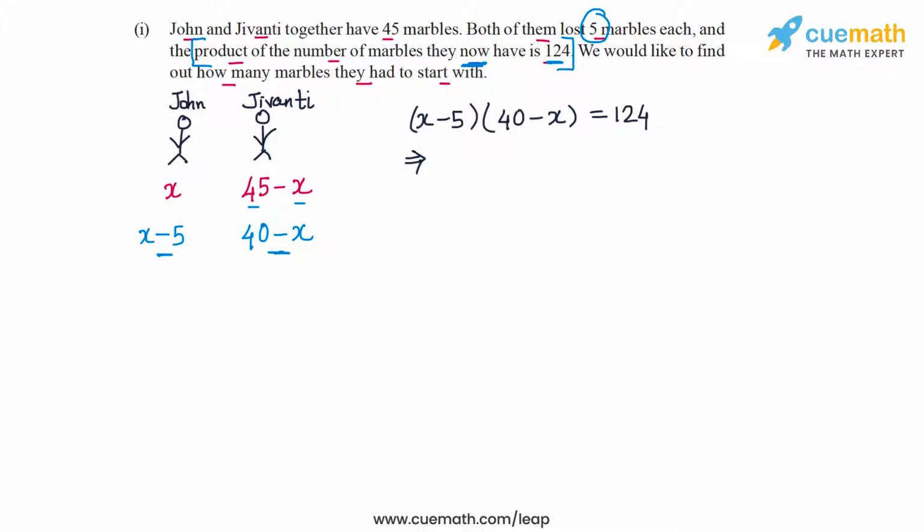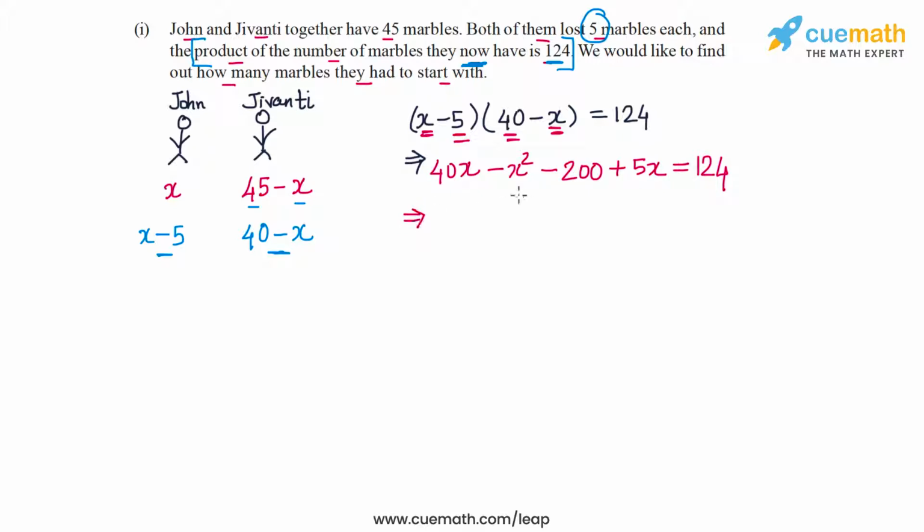Expanding the product on the left hand side, we have X times 40, so that's 40X. Then we have X times minus X, that's minus X square. Then we have minus 5 times 40, that's minus 200. And then we have minus 5 times minus X, so that's 5X. This is equal to 124.